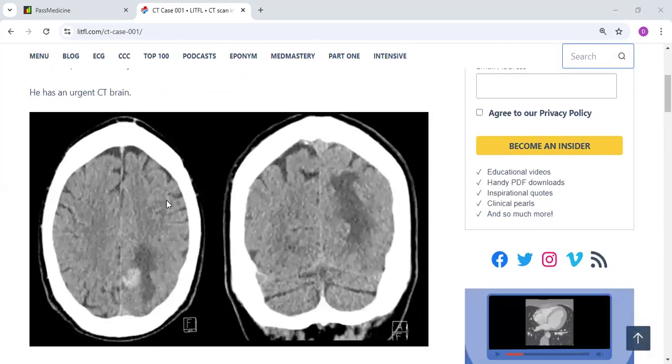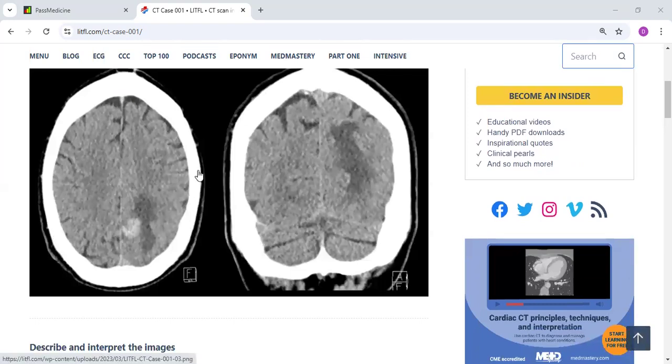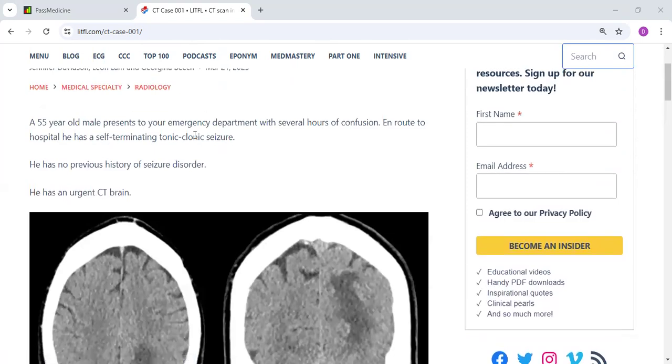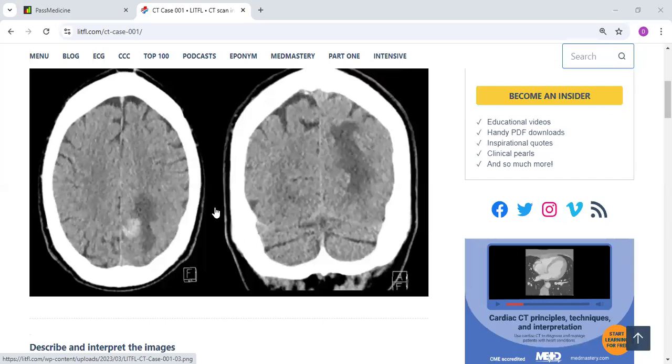So here is a case of a 55-year-old male who was having a self-terminating tonic-clonic seizure and several hours of confusion. So what do you see here? Basically, this is a CT scan, and what we can see is a 2 by 2 centimeter parenchymal lesion out here with surrounding vasogenic edema. Since it is a round lesion, it is most likely due to secondary hemorrhage.